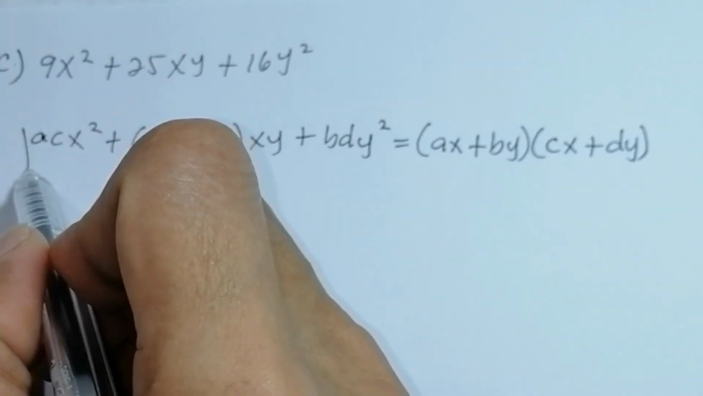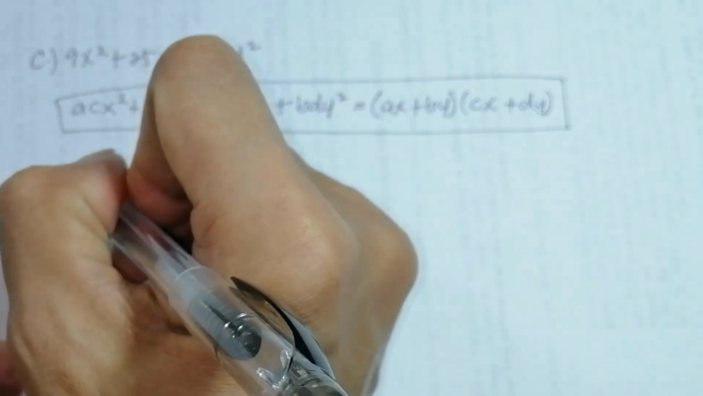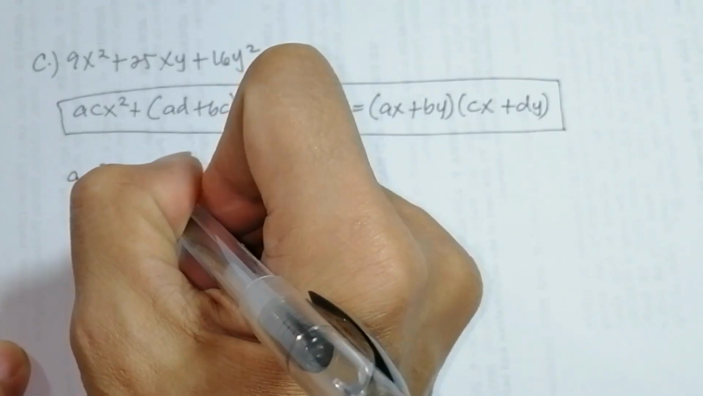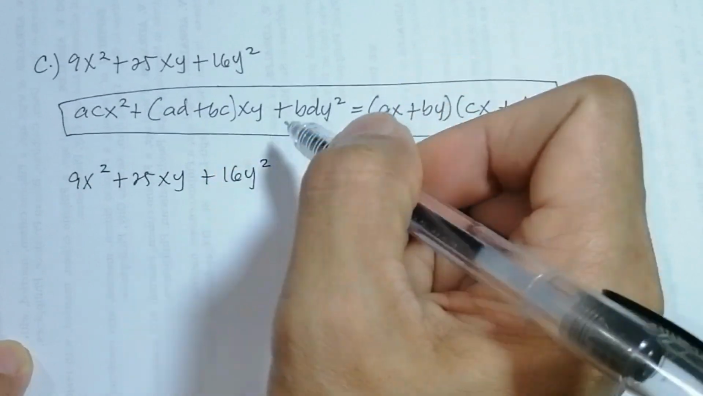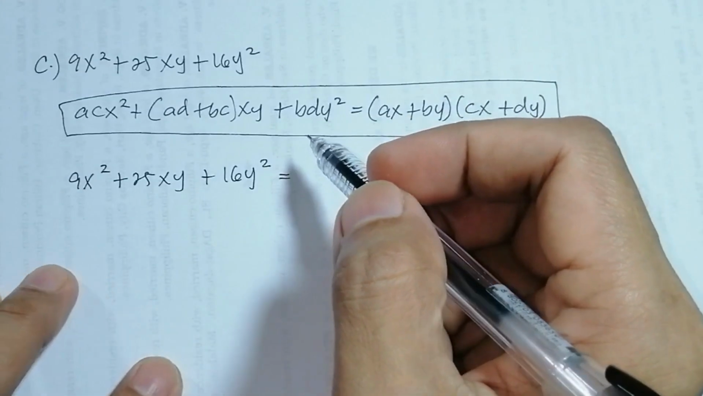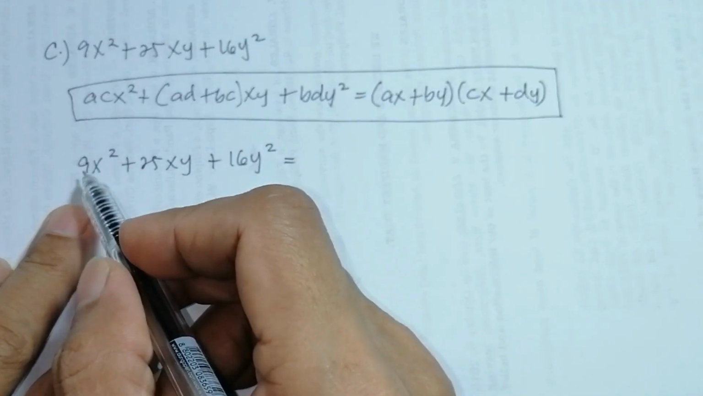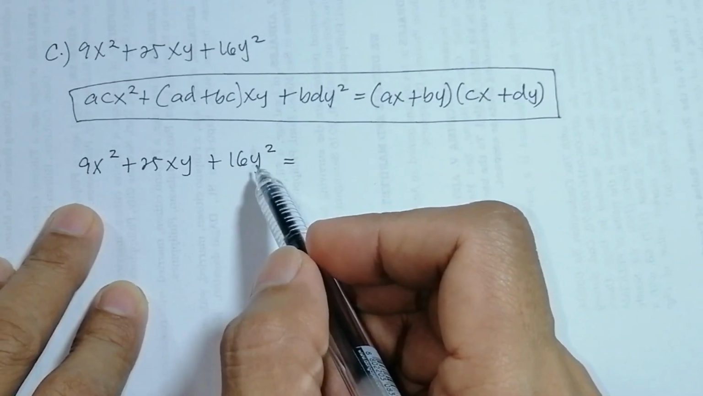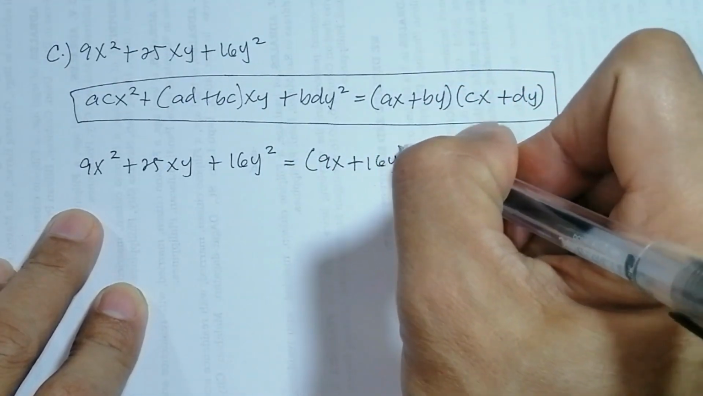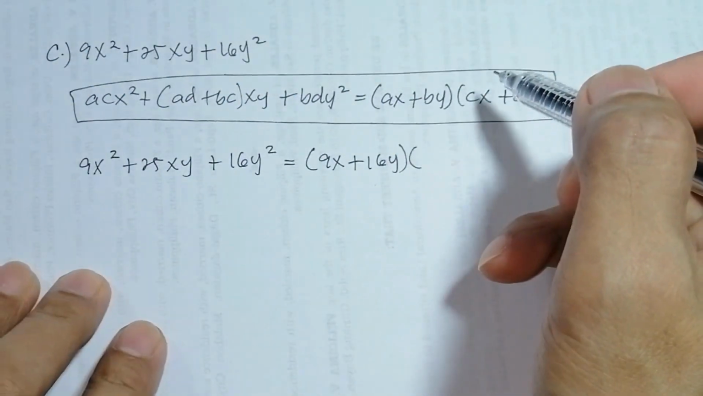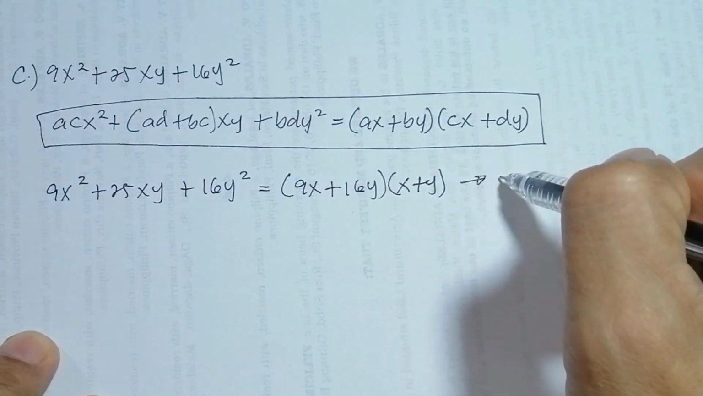Okay, so this is the formula that we are going to use, the trial and error formula. Now we're going to write 9x squared plus 25xy plus 16y squared is equal to... so we are going to combine the first and the third term. We'll just get the 9x and 16y. Okay, 9x plus 16y and multiply it by xy, x plus y. Okay, so this will be the answer.